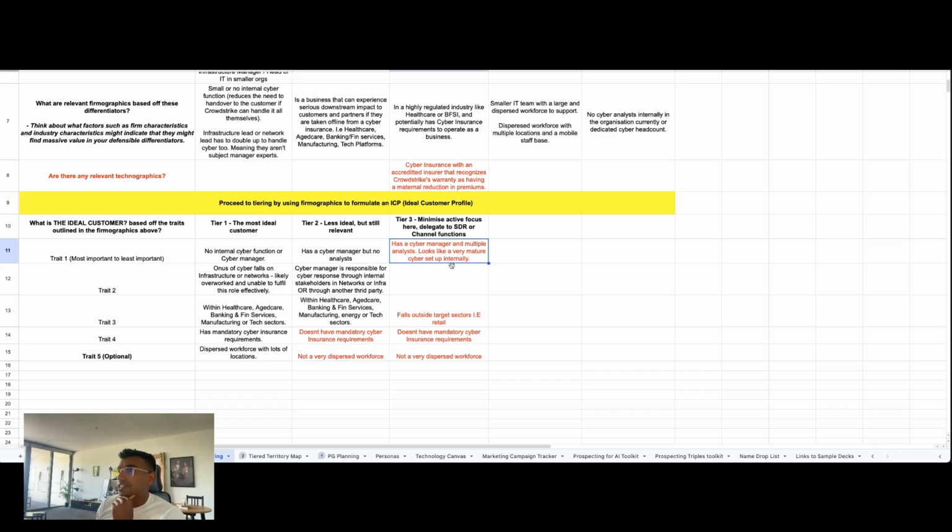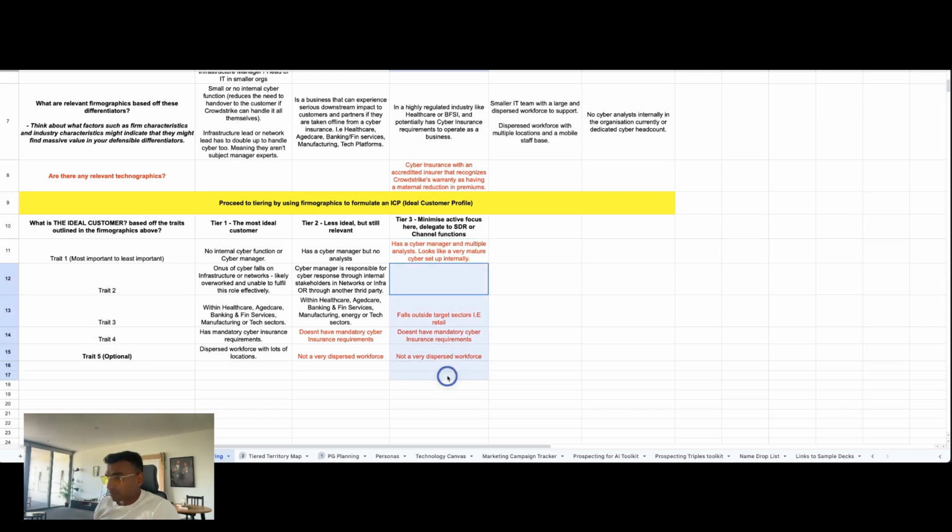Tier 3, I basically said, they were super mature. So if I saw a company that had a cyber manager, multiple analysts, very mature cyber setup, like they had their act together, they probably had a lot going for them. In those situations, I would still speak to these accounts, but I didn't prioritize them massively. I had a bit of a different play for these accounts. I would do more of a technical sell. I would try to talk about tool efficiency, provide them the best tooling they can. I didn't talk to them about any of our managed services. I just had a different approach for them. So I bucketed them as tier 3 accounts.